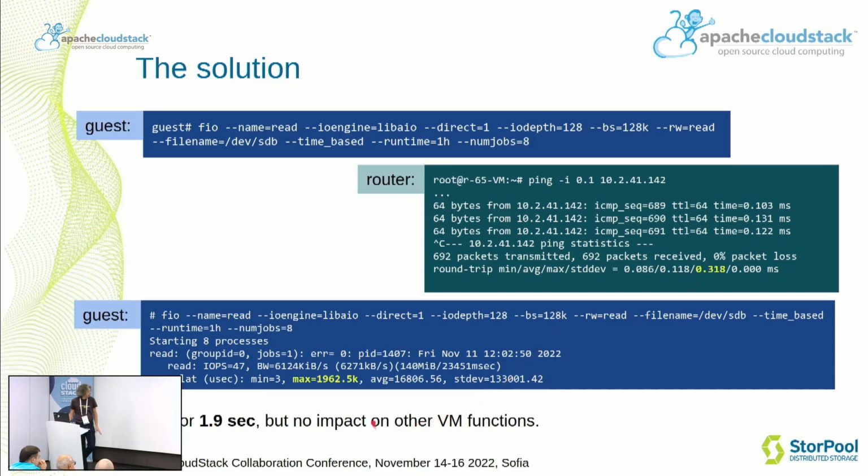At the same time, this is the report of the FIO test in the guest. We can see that we had a maximum delay of about 2 seconds. So the virtual block device has blocked for 2 seconds. That's completely more than expected, but this doesn't affect the rest of the virtual machine.